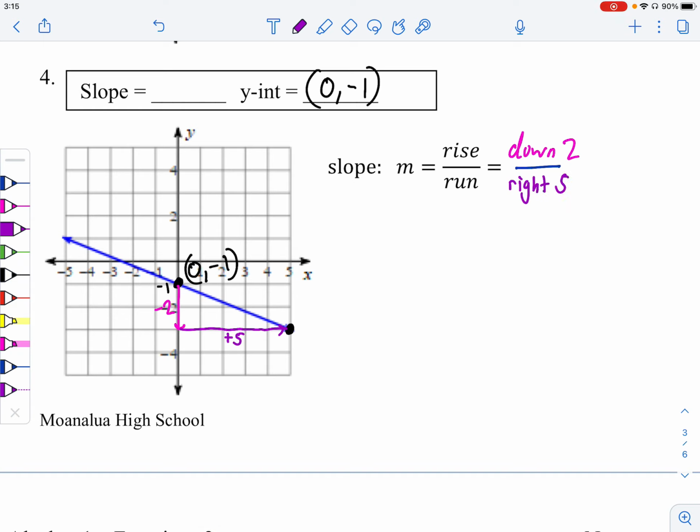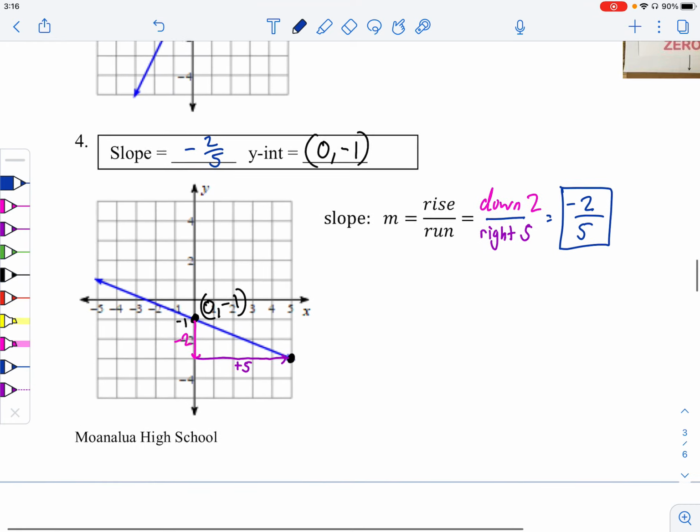So right 5. And then down 2 is negative, so negative 2. Right 5 is positive, so positive. So that's our answer. Negative 2/5 is our slope. So negative 2/5. And that will be our slope.